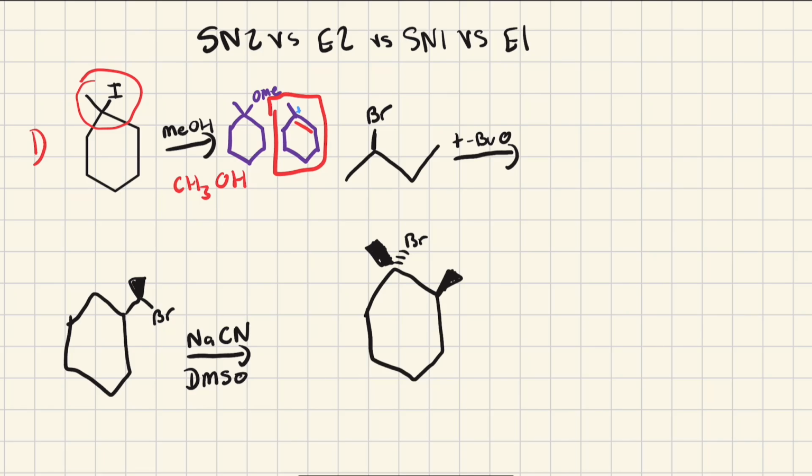So let's look at number 2 right down below. We have another cyclic ring with an ethyl group coming off and the bromines on that ethyl group. So here we're reacting with sodium cyanide. This is ionic. We're going to have our Na plus and our CN minus. Additionally, if you look at our solvent, it's DMSO, dimethyl sulfoxide. This is polar aprotic. We know polar aprotic favors SN2.